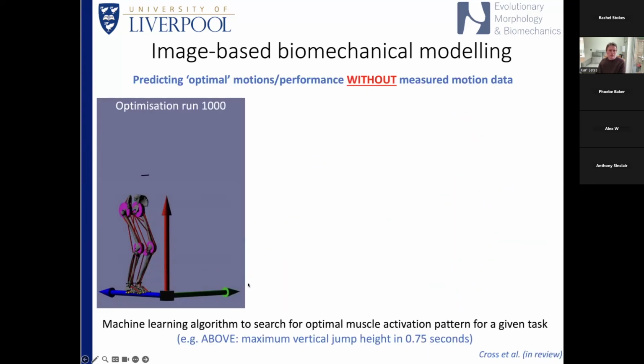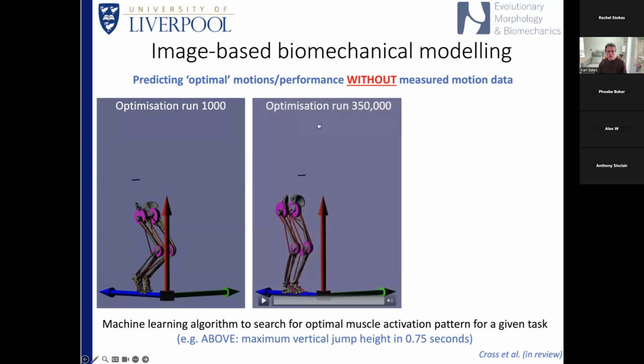Oops, wrong direction. So after 1,000 attempts at trying different muscle activation patterns, it's not doing very well. It's kind of starting to do something that resembles a jump, but it's not really jumping very well. If we continue to allow the machine learning to search through more and more different combinations of muscle activation patterns, it starts to find ones that are slightly better. So it is actually getting its feet off the ground at this point.